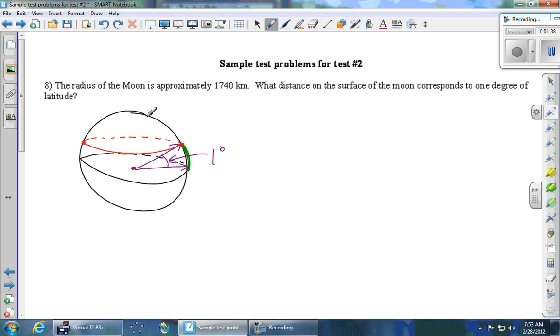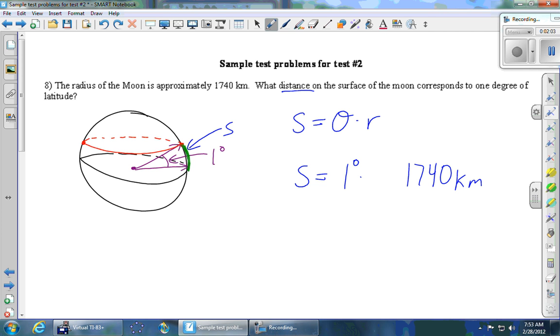Okay, so we do have a nice little formula. If we call that thing S, then we have this formula that says S is equal to theta times R. So S, the arc length, is what I'm interested in. That's the distance. So S is equal to theta, so theta is 1 degree, times the radius of the moon, which is 1,740 kilometers. And so it feels like the answer is just 1 times 1740, which is 1,740. But that just seems entirely too big.